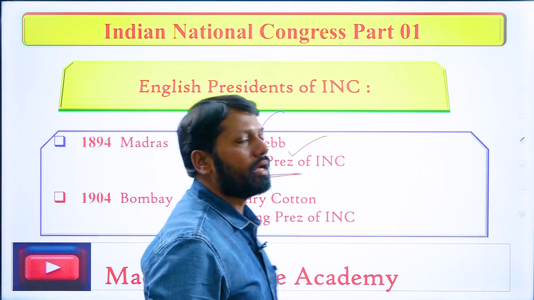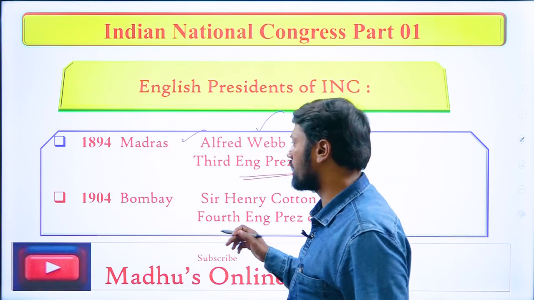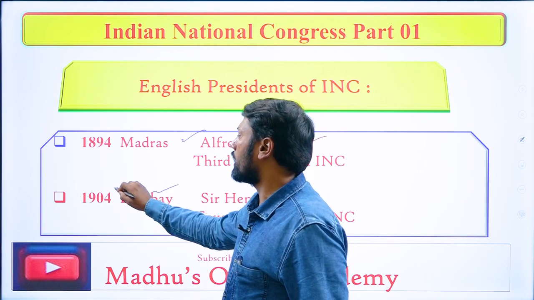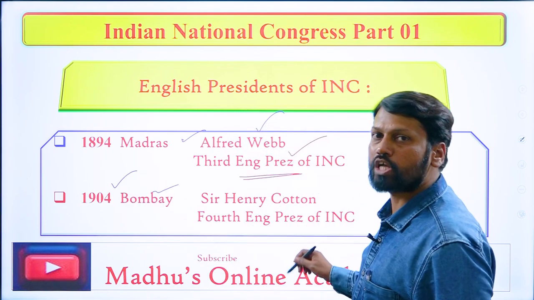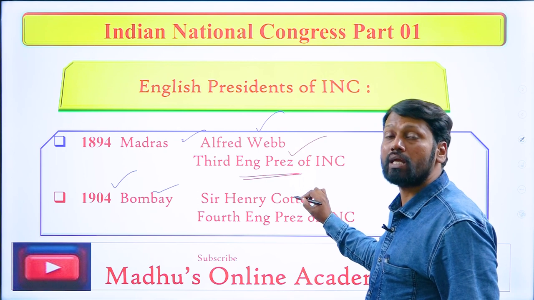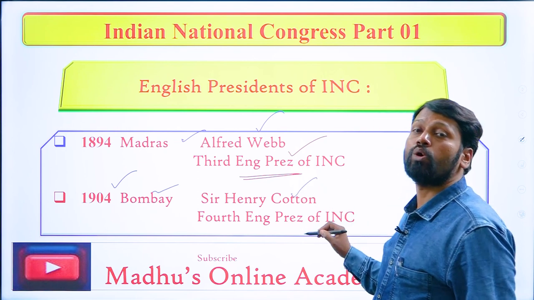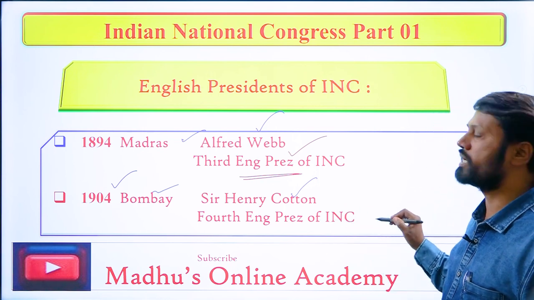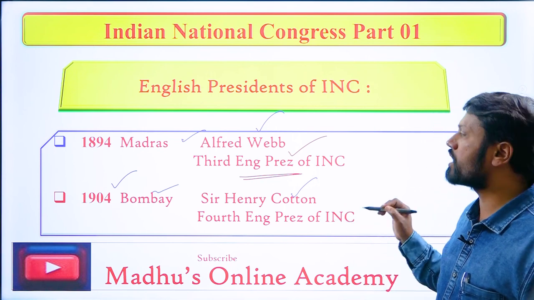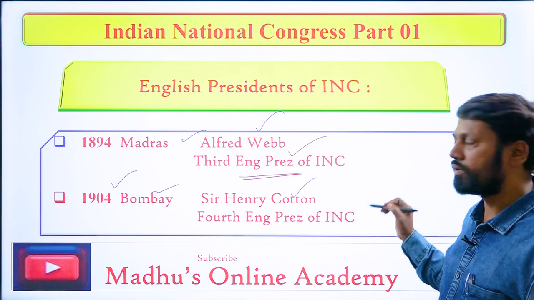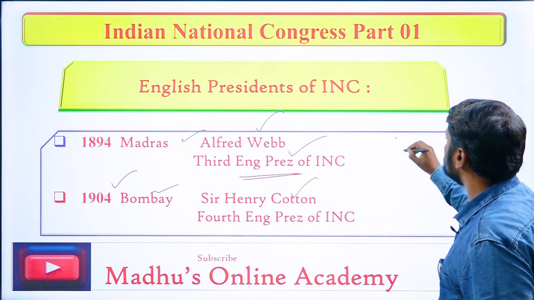And coming to the next important session of INC, that was held at Bombay in the year 1904, presided over by Sir Henry Cotton. So he was the fourth English president of INC sessions. Who was the first English president of INC sessions? George Yule.